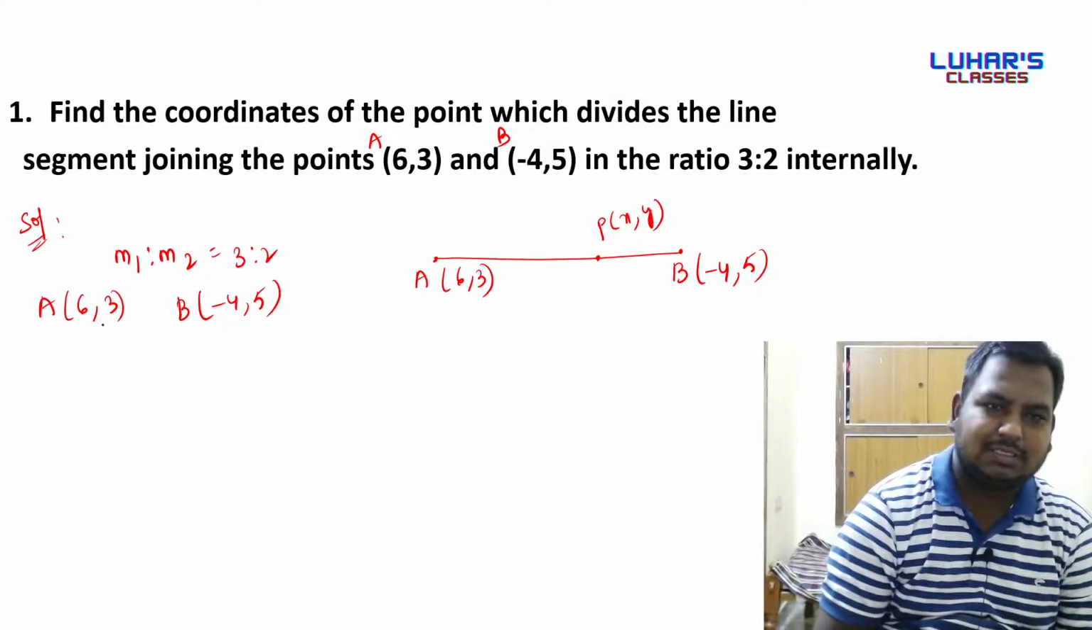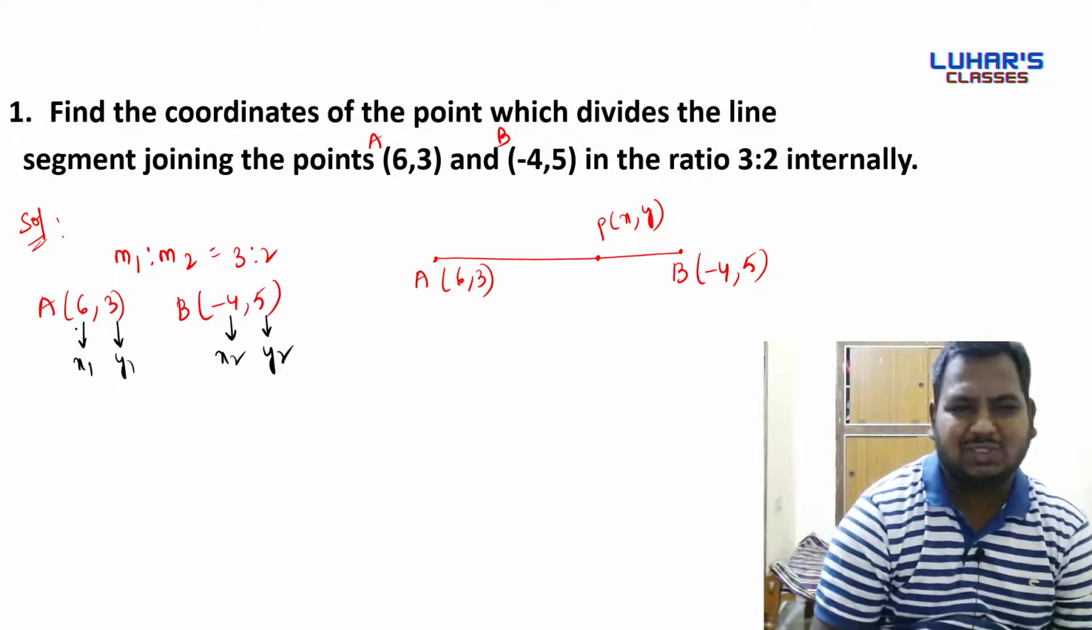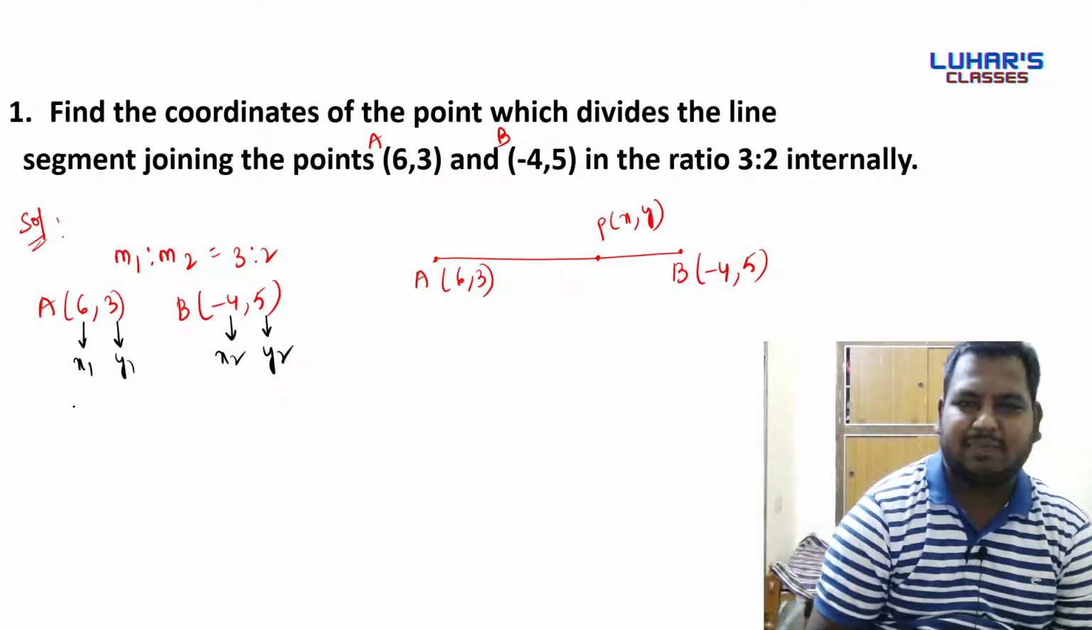So this is x1, this is y1, this is x2 and this is y2. Okay, x1 is 6, y1 is 3, x2 is minus 4, y2 is 5. So now let us apply section formula to find the coordinates of P.